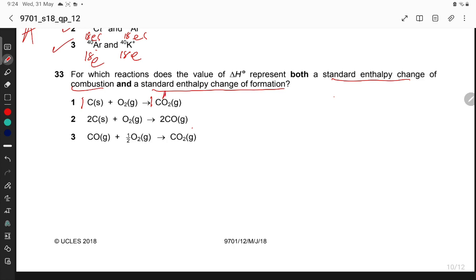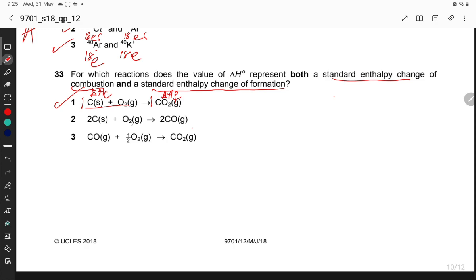So this is formation. 1 mole of substance is formed in its standard state under standard conditions. So 1 mole carbon solid, carbon over here. So this is enthalpy change of formation and this is enthalpy change of combustion. So this option is correct.